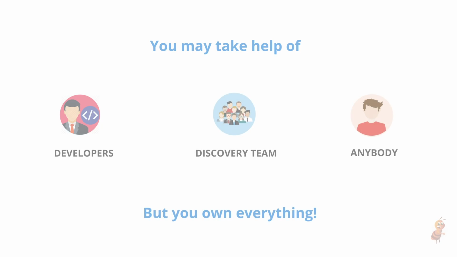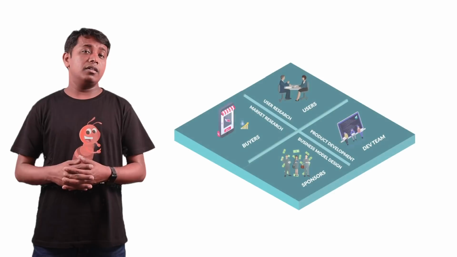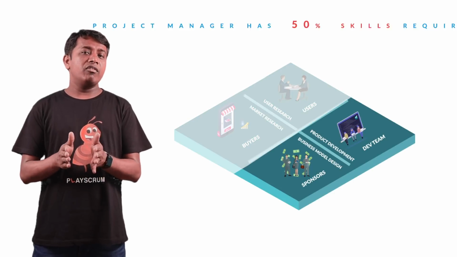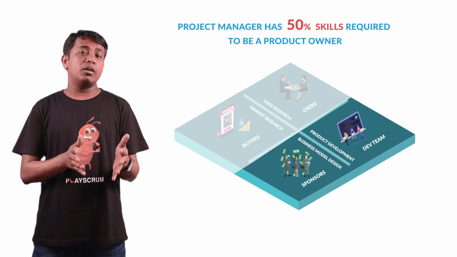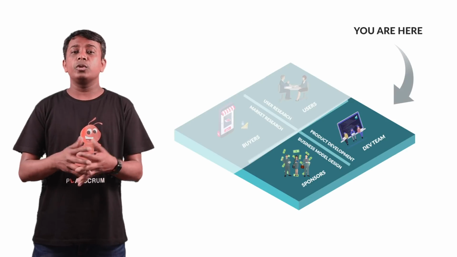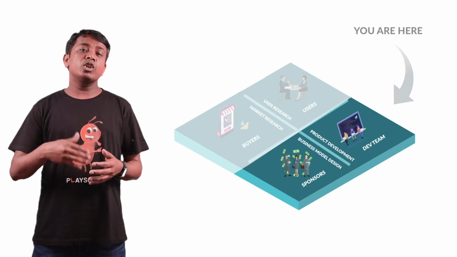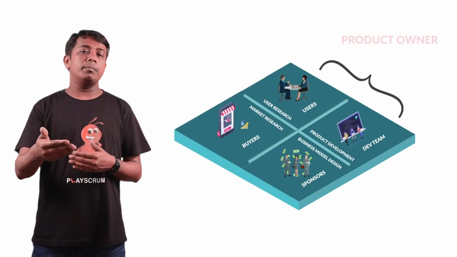As you understood from the video, you have 50% of the skills required for product owner. So you map closely to the product owner's role. So your natural progression should be towards becoming a product owner.